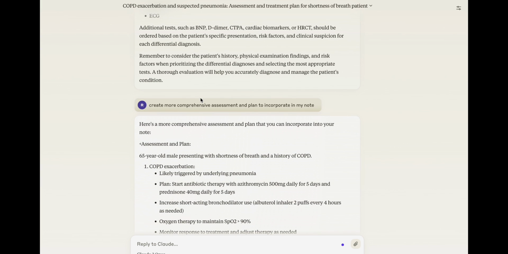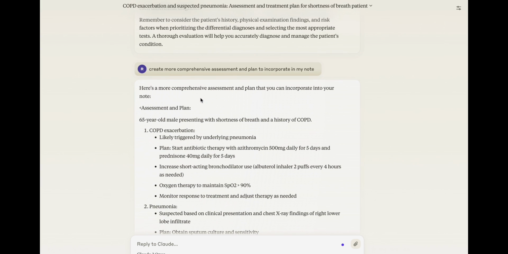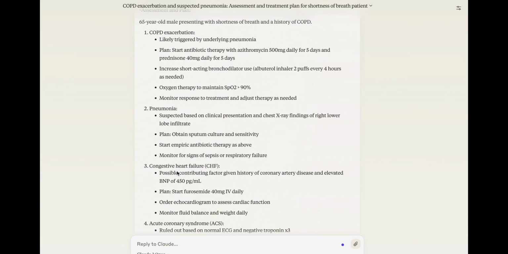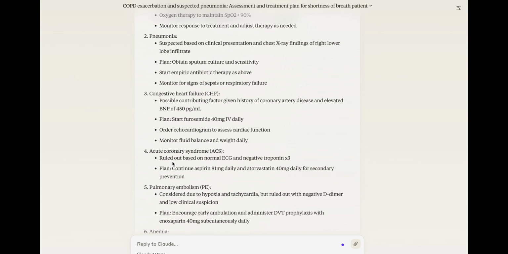And I said, okay, maybe you can create an assessment and plan for me to put in my note. So here, unfortunately, I was not really impressed, because for a patient presenting with COPD exacerbation, I assumed it would add one line saying I will test for other differential diagnoses like heart failure or PE, I'm going to do a BNP or a CTPE. But here, it wrote an impression and plan for each and every differential diagnosis. It's still not bad.